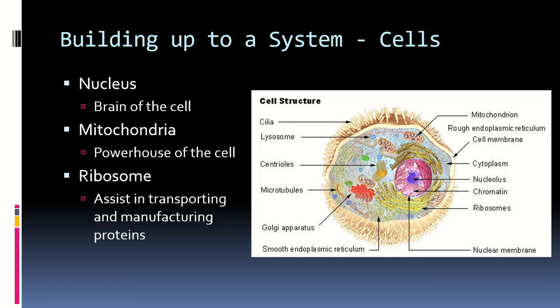Now, as far as building our way up to organs and organ systems, it really starts with the cell. And while in biology you will often go through many different organelles of a cell, which are sort of like organs for a cell, for this class there's really only three that are going to be talked about, and really only in this slide right here, which are the nucleus, the mitochondria, and the ribosome.